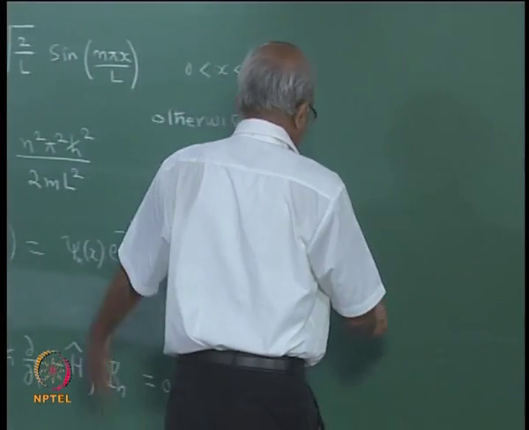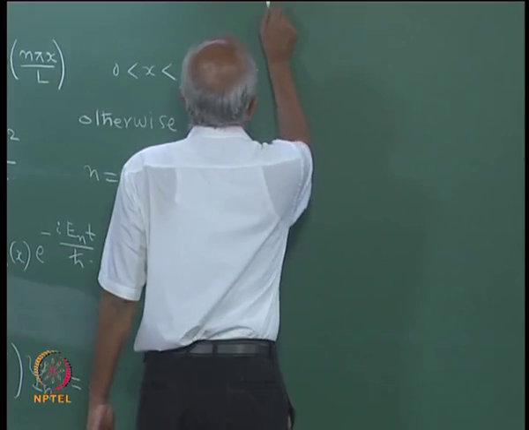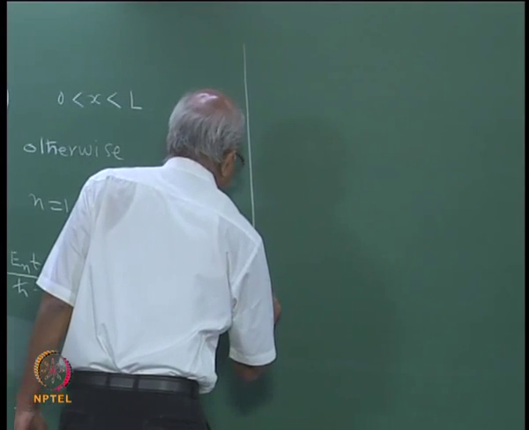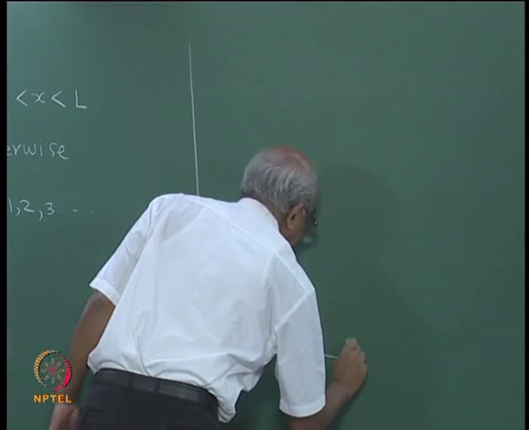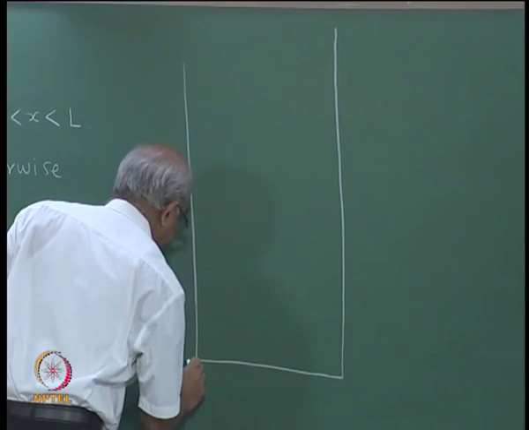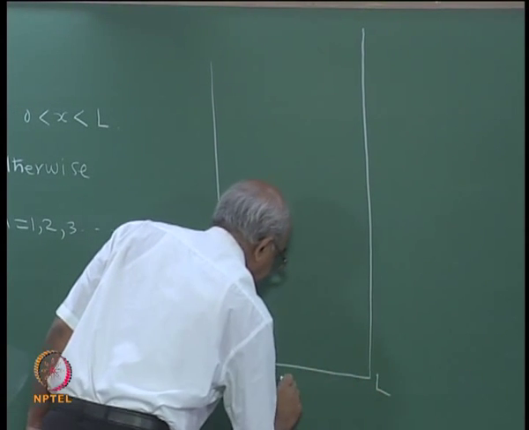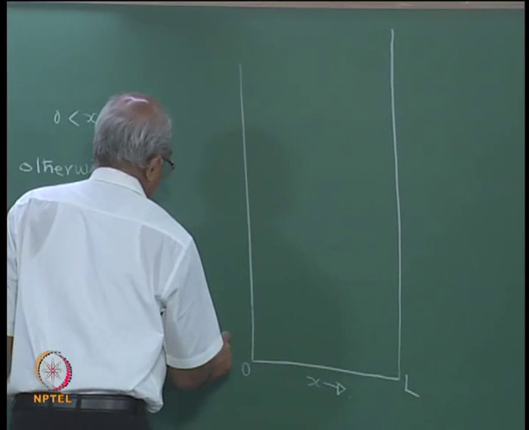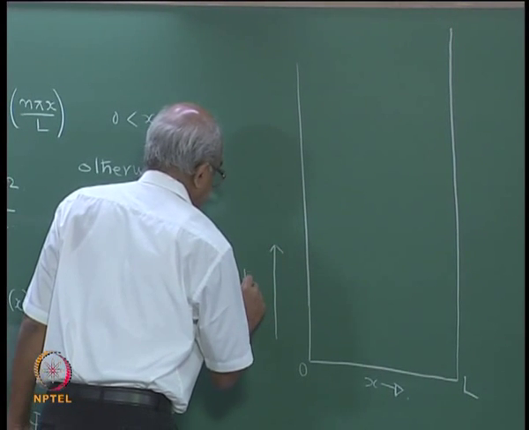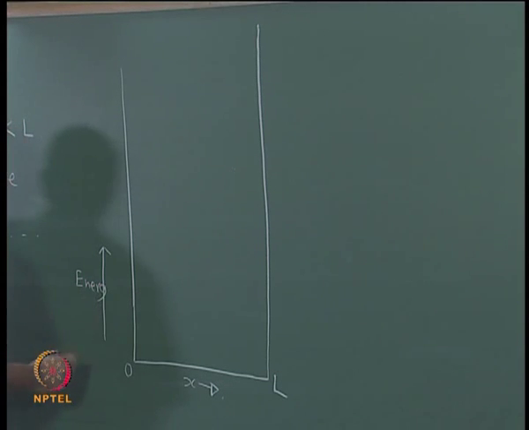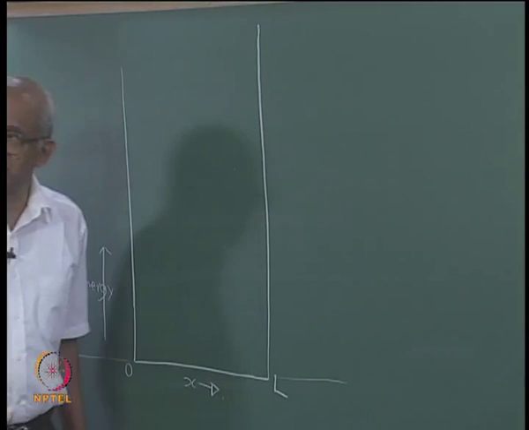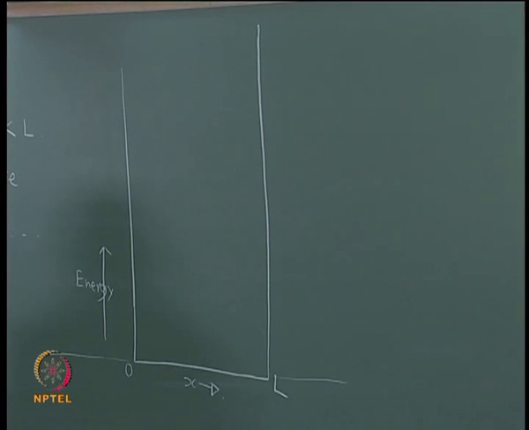I will also represent the allowed energy levels of the system. This is my box, extending from 0 to L. And along this axis, actually we are going to represent energy, and if you are thinking of potential energy, remember why we drew a picture like this. See, in this region the potential energy is infinity, in that region also potential energy is infinity, while inside the box the potential energy is 0. And then we look at the allowed energy levels.